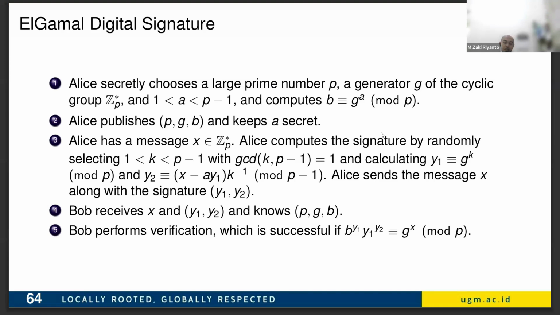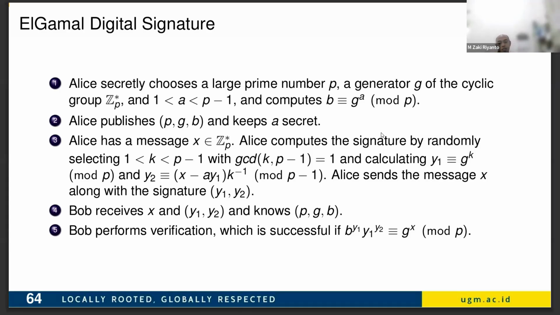And then Alice computes two values, y1 and y2. y1 is g to the power of k modulo p, and y2 is (x minus a times y1) times k inverse modulo p minus 1. And then Alice sends the message x with the signature (y1, y2).